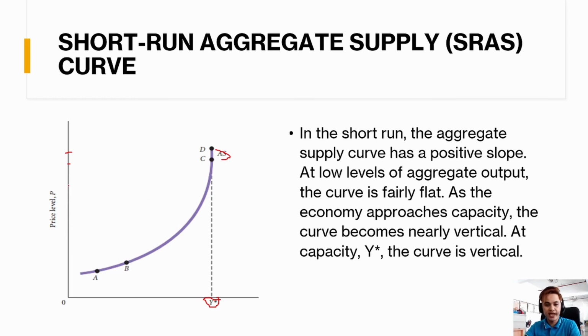Now in this flatter portion, points A and B, the economy is not fully utilizing its resources. What are these resources? Labor, natural resources, technology. It means that the economy still has excess resources that the firms can develop to produce more output. So at points A and B, we are not yet at our full potential, compared to points C and D where we are at full capacity.